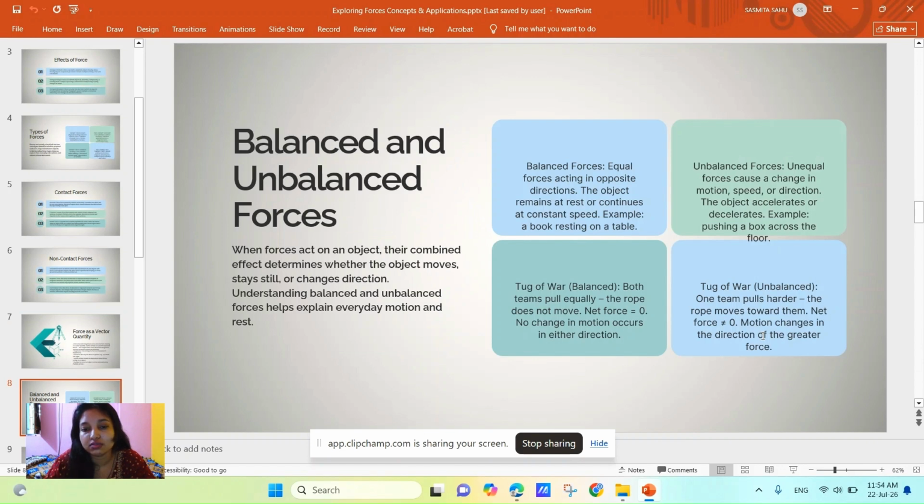Tug of war, balanced: both teams pull equally. The rope does not move, net force is 0. No change in motion occurs in either direction. Tug of war, unbalanced: one team pulls harder. The rope moves towards them. Net force is not equal to 0. Motion changes in the direction of the greater force.